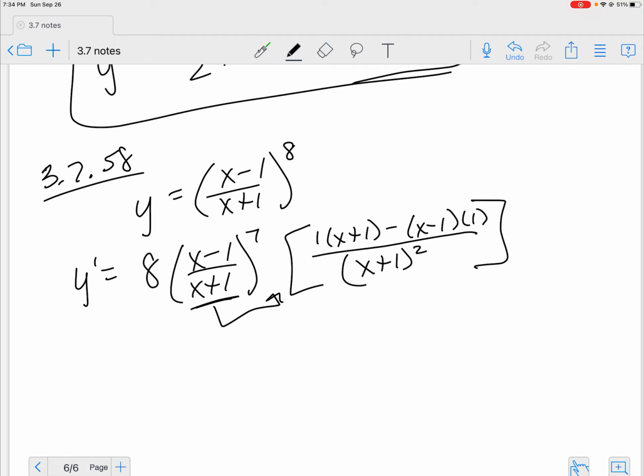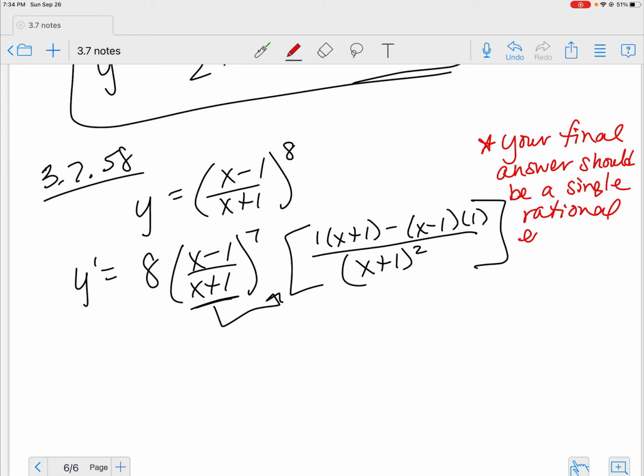Okay. Now, you need to clean this up. Your final answer, let's make a note of this. Your final answer should be a single rational expression, which means quit being lazy, put this together. That's what that means. And so not so many terms. Remember what we said earlier? With your rational expression, your exponent goes to both parts.